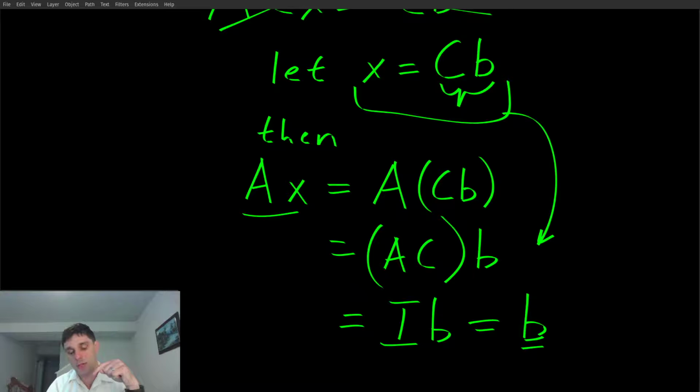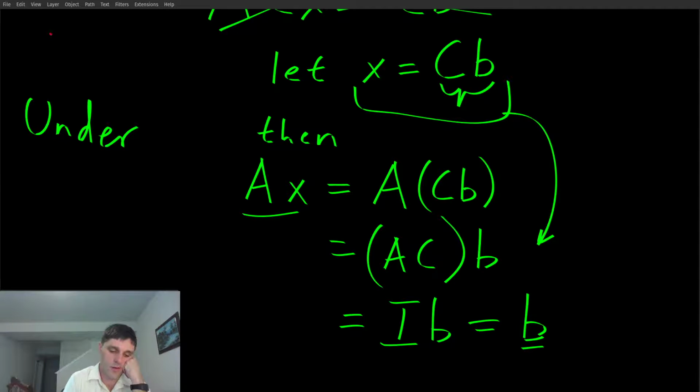The underdetermined system is the right inverse one. So right inverse, underdetermined, or square, and then left inverse is overdetermined or square.